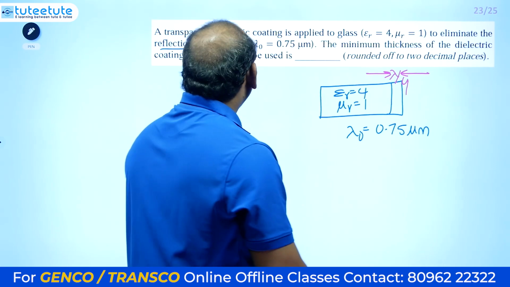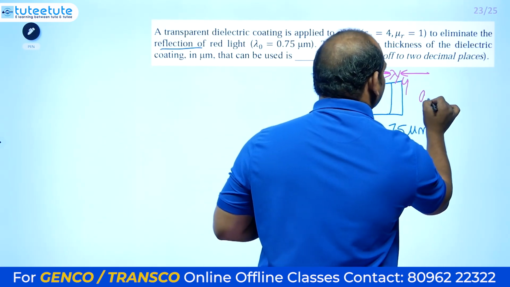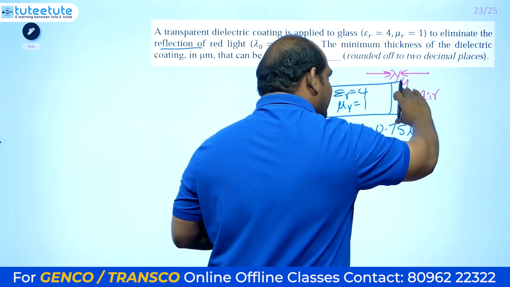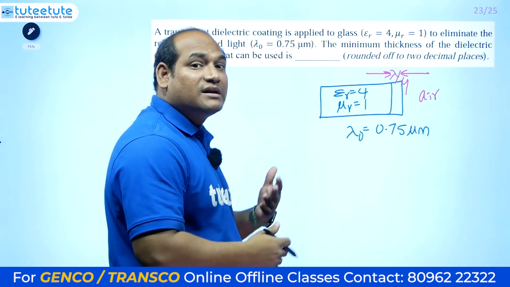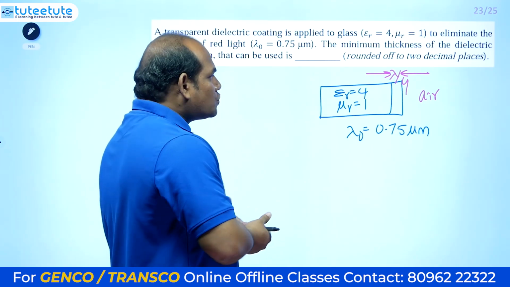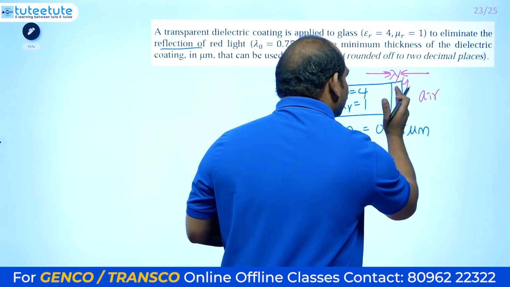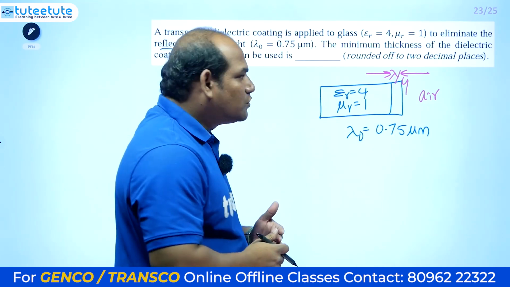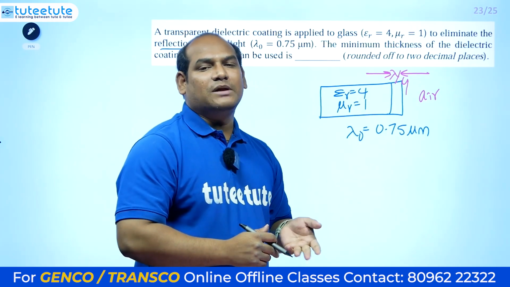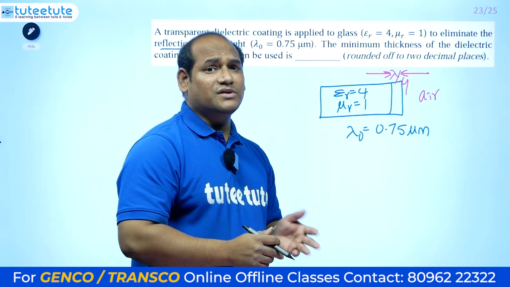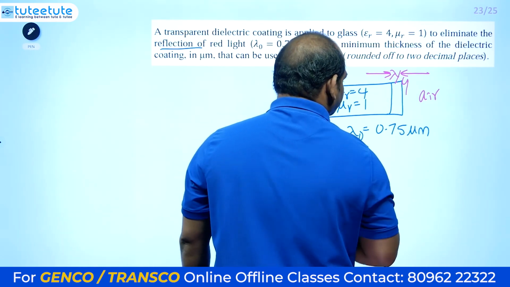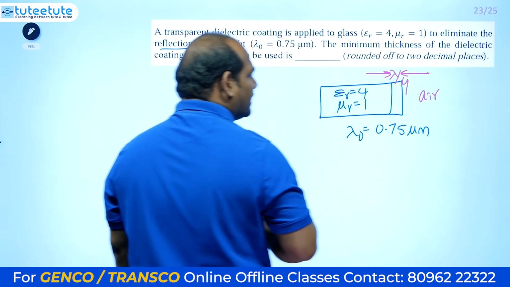So this side what is there? Air will be there. So medium 1, medium 2, medium 3. This medium 2 is helping to remove the reflections. That is what we need to understand. Now we need to calculate how much lambda will be there in this particular medium, and from that we can calculate lambda by 4. They have given lambda naught, and now we need to calculate lambda by 4.